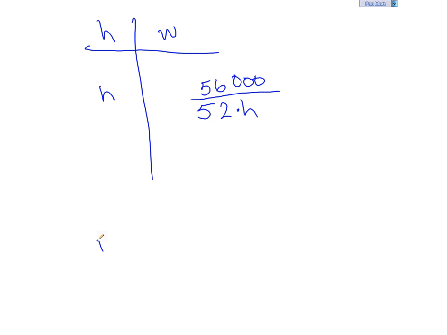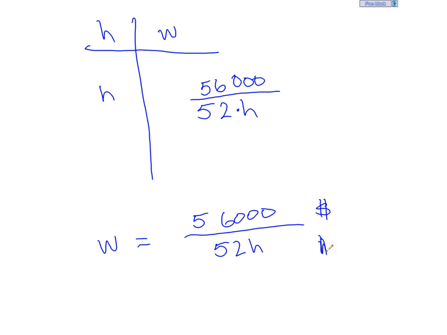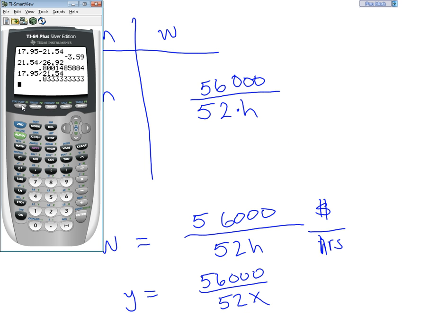So to get the wage, the wage equals $56,000 per year divided by the number of hours per year, which will give us the number of dollars per hour. So this was the number of dollars, this was the number of hours. And so that's how we got our hourly wage. Well, now wait a minute, this is a function, and if you want to, you can think about it as y equals 56,000 divided by 52x. The reason we're going to do that is because now we're going to enter it into our calculator.